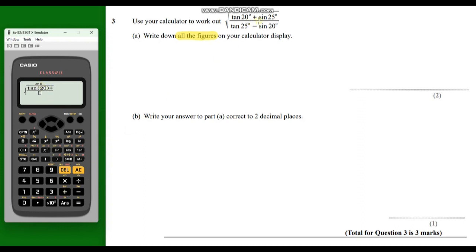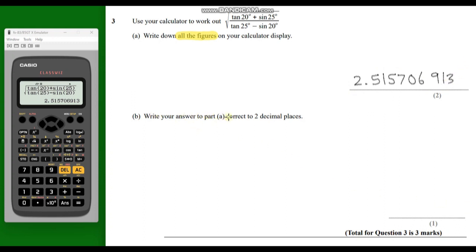And then plus sine of 25. So sine 25, close brackets. Go down to the denominator. And then we've got tan of 25, close brackets, minus sine of 20, close brackets, and that's everything. So we just press equals, and we do need to write down everything on our display. So we've got 2.515106913. So that is worth 2 marks. I'm not sure how the marks are split up, but as long as you give this value here, you will get the 2 marks. Okay, let's move on to part B.